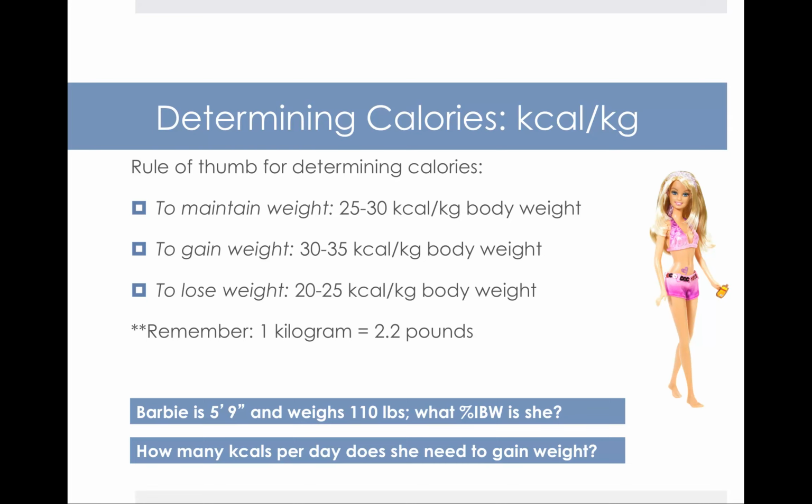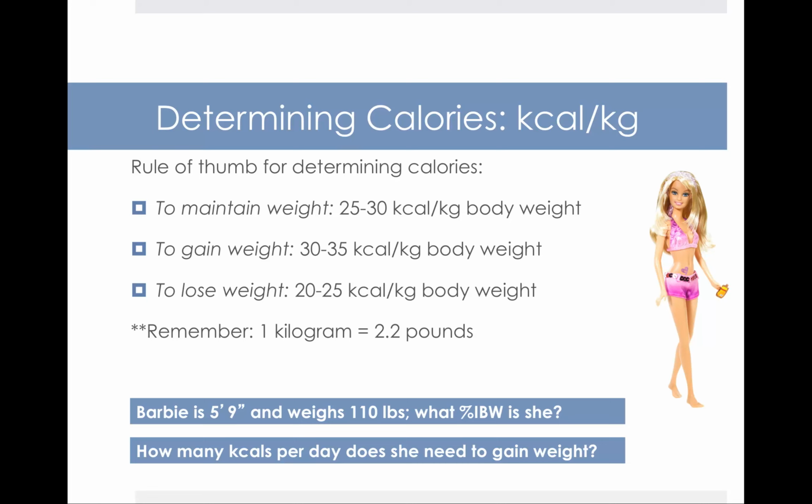Okay, so let's say we've got Barbie. She's 5'9" and she weighs 110 pounds. In the last lecture, we talked about how to determine percent ideal body weight, or what ideal body weight is. So let's start with what's Barbie's ideal body weight. She's a 5'9" female.